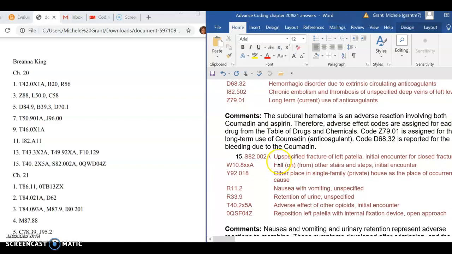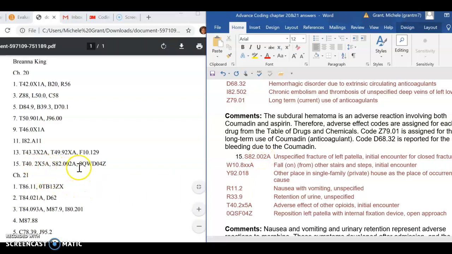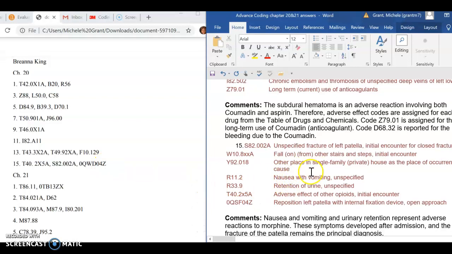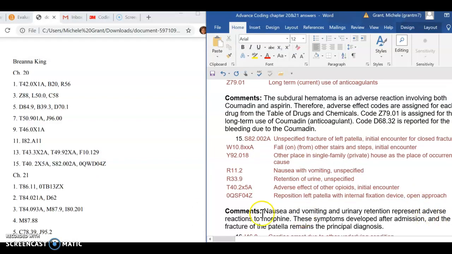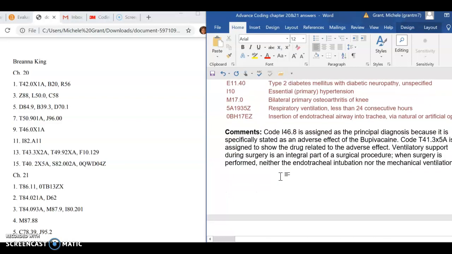And then number 15, we need to start off with the fracture. That's the principal diagnosis. T40 is fine. We also, I'm not sure here, and then you do have a procedure, but you're missing the nausea and the vomiting. These are adverse reactions to morphine. They were developed after admission, so that's why we are still coding them. So keep that in mind. But the patella still remains your principal diagnosis. Let's go ahead and move to chapter 21.